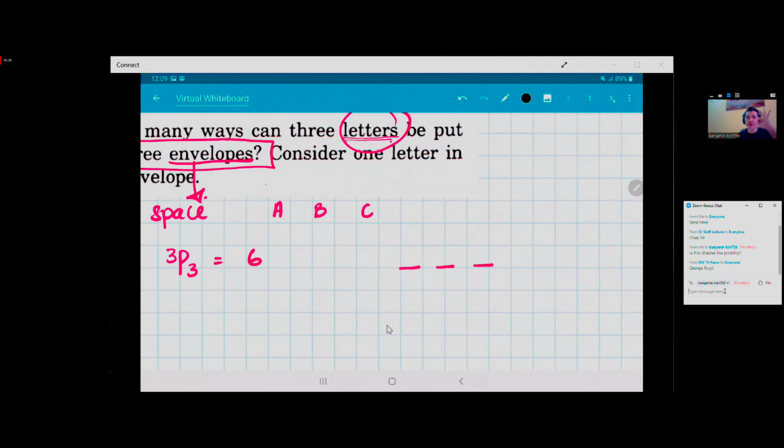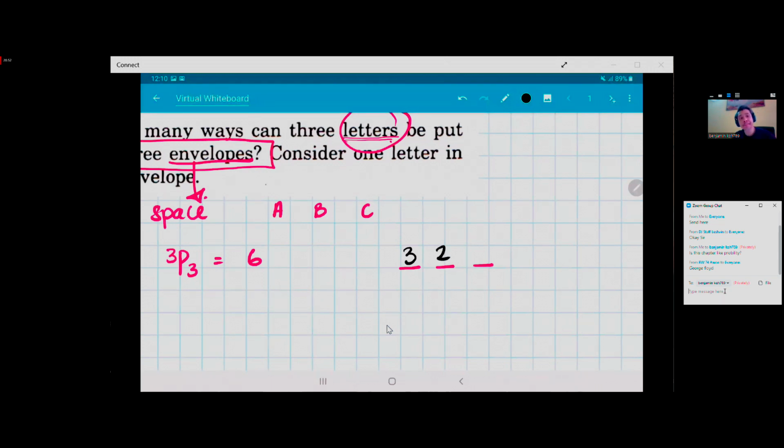That means, first, remember the 3 dash here represents 3 empty space envelopes. So I've got tiga object. So first, I'm going to write 3. That means I've got 3 envelopes, tiga surat. So the first envelope ada tiga pilihan. The first dash represents the first envelope. Sampul surat pertama ada 3 pilihan. That's why 3. Kalau dah masukkan satu surat, then bagi sampul yang kedua terdapat 2 pilihan.